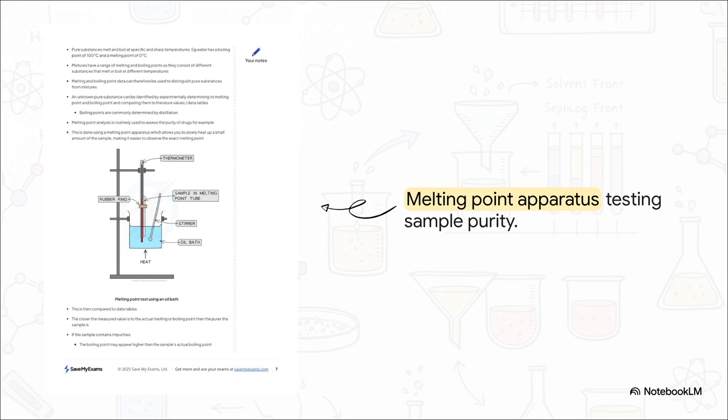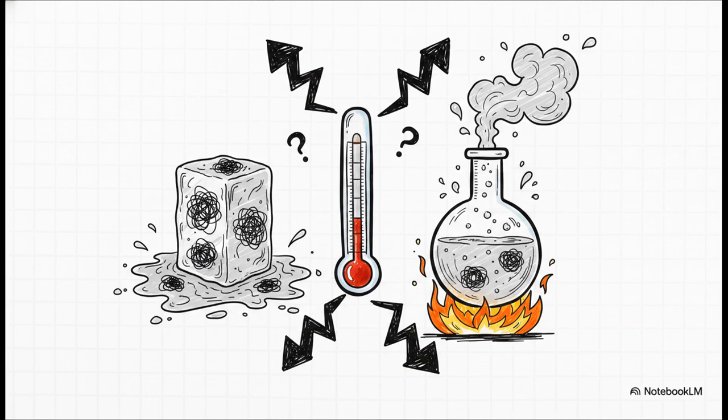An oil bath is fantastic for this because it heats so slowly and evenly, letting us pinpoint the exact moment of melting. Now, if your sample is messy, trust me, these data points will betray you. Impurities actually stretch the melting process over a broad range of temperatures rather than giving you a single sharp point. Specifically, impurities will drag a substance's melting point down, making it melt way earlier than it should, and conversely, they push its boiling point up, making it boil later than normal.